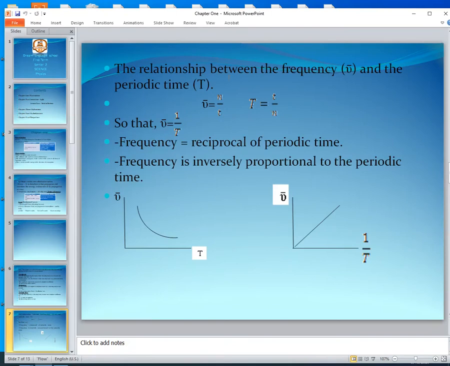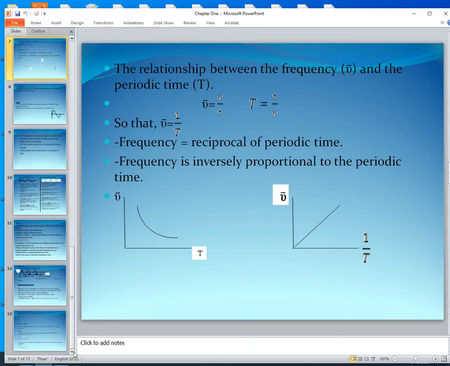Now let us discuss together the relation between frequency and the periodic time. The frequency, its symbol is nu, as you see here, and the periodic time, its symbol is T capital. Don't get mixed between T capital and T small. T capital is the periodic time, and T small is the total time of the motion. You studied that nu equals n over t. N is the number of waves, and t is the total time of making waves. T capital is t over n.